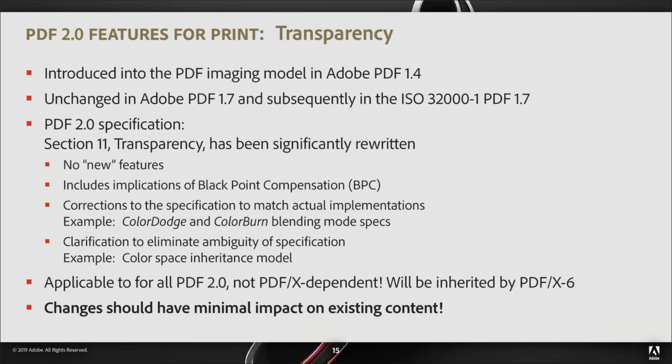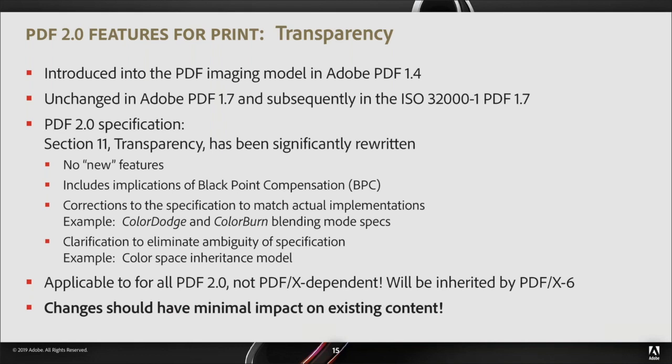What about transparency? Well, it was originally introduced to the PDF imaging model in Adobe PDF 1.4. It is unchanged in PDF 1.7 and in ISO PDF 1.7, but in PDF 2.0, the whole description of this has been rewritten. There are no new features. It includes implications for black point compensation and corrections to the specification to match how we actually implemented it. There are also some clarifications to eliminate ambiguity of the specification.